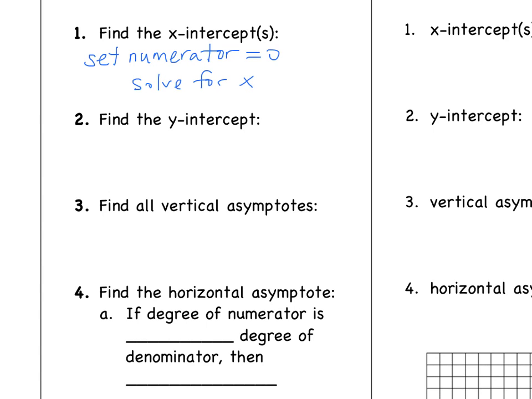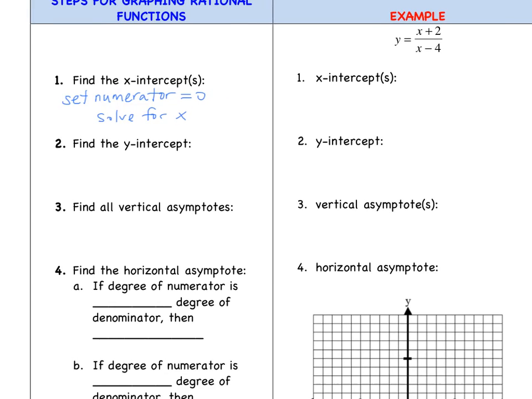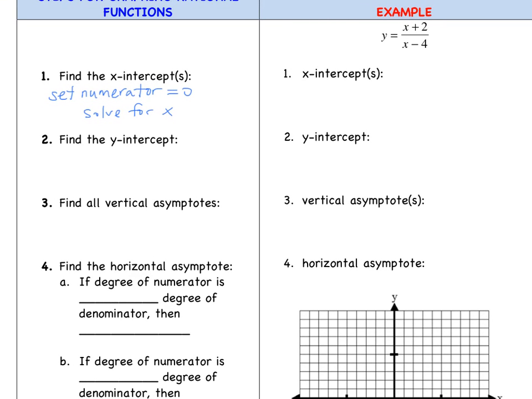Okay, so let's look at our example over here. What is our numerator? Well, our numerator is x plus 2, so we set x plus 2 equal to 0, and we get x to be negative 2. The way we're going to write it is as an ordered pair: when x is negative 2, y is 0. There's our x-intercept.